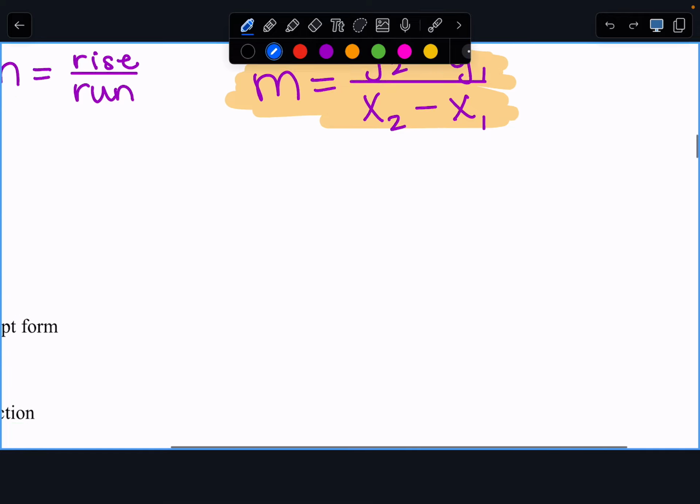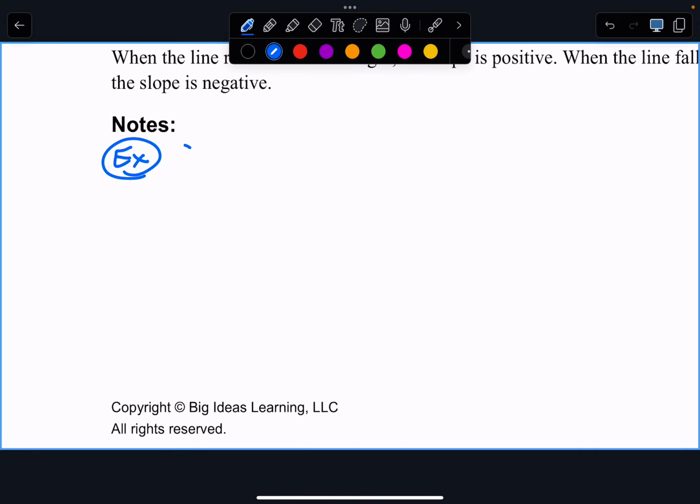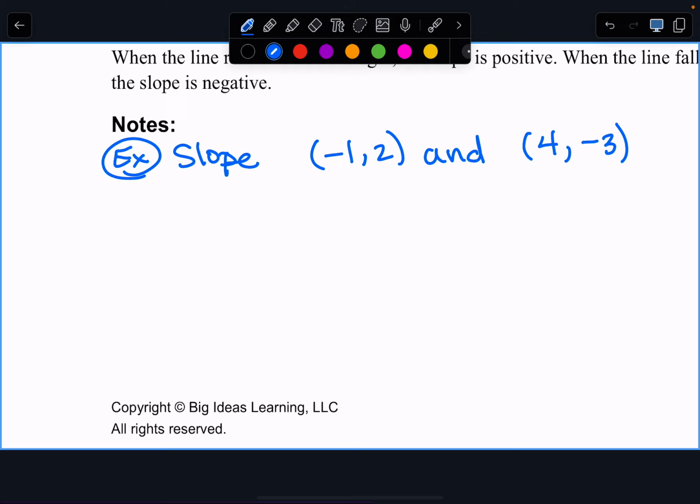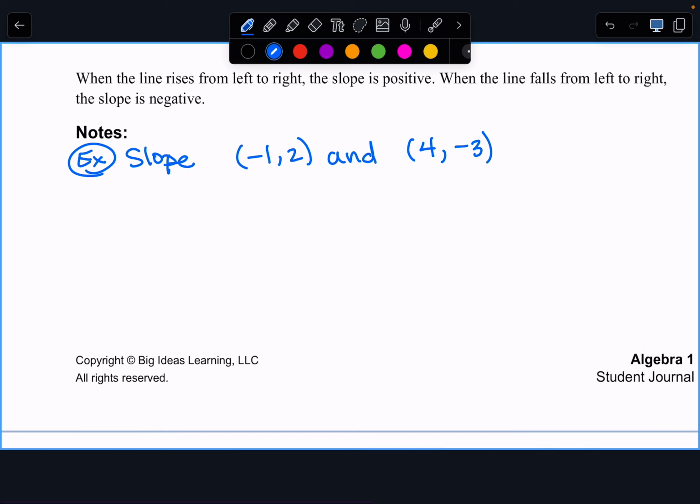Okay, so let's come down here to the notes portion, and we're going to find the slope between, let's just make up a coordinate, -1, comma 2, and 4, comma -3. You guys, I made this up. Okay, it's simple. Don't overthink it.